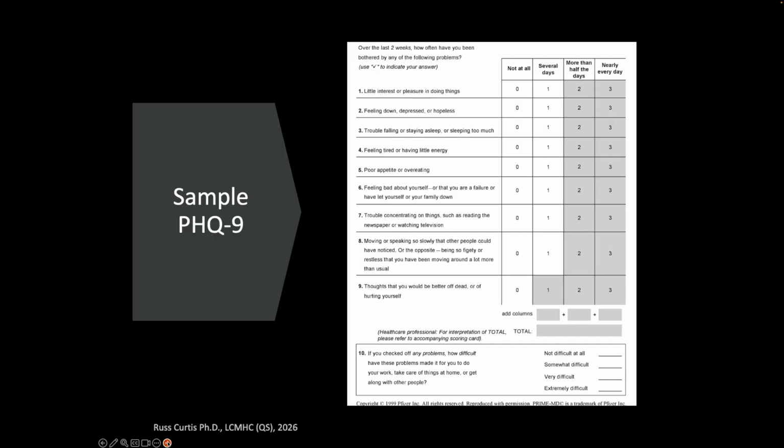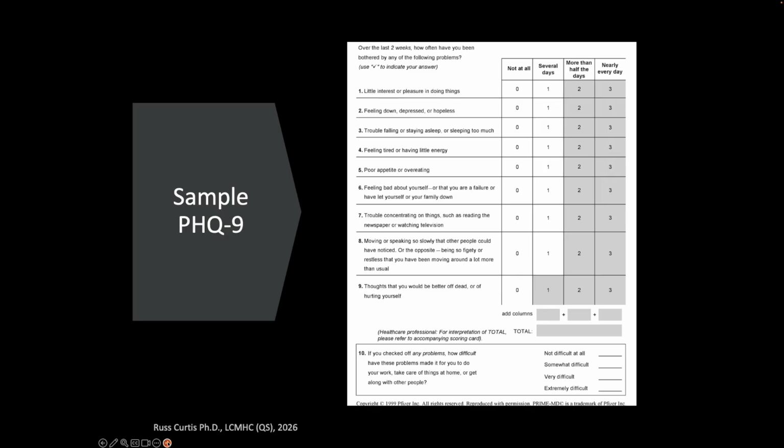Here's an example of the PHQ-9, and it's 9 questions. That's where we got the 9. Again, this is public domain, so it's free to use if you're trained in assessment. It goes from not at all to nearly every day. We've talked about a couple of questions, but little interest and pleasure in doing things would be a 0 for not at all. Nearly every day would be 3.